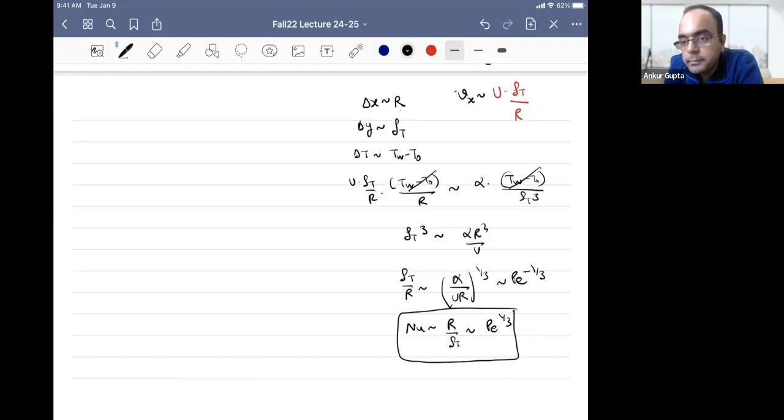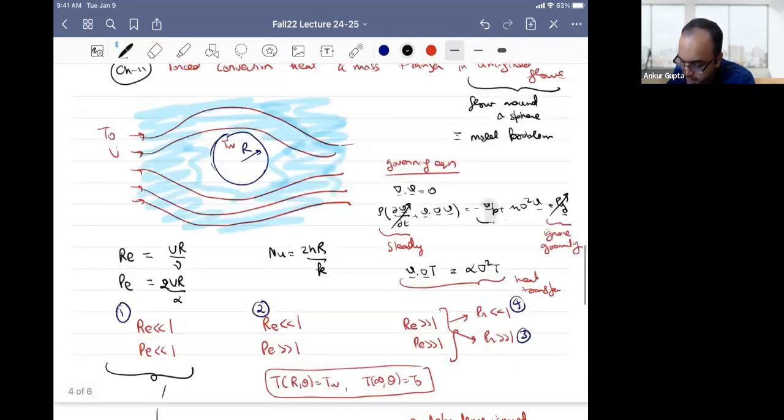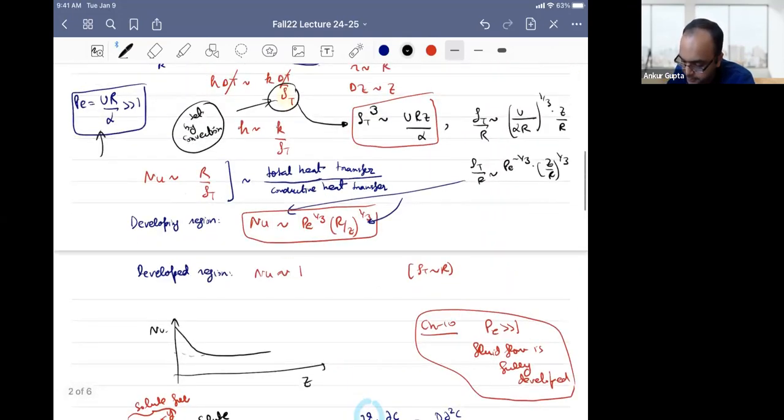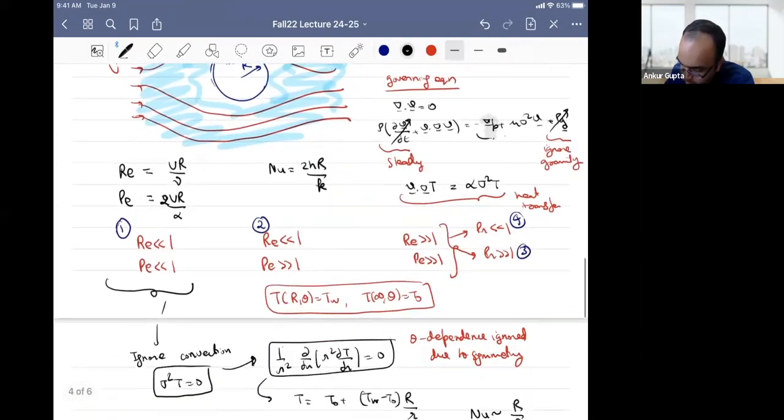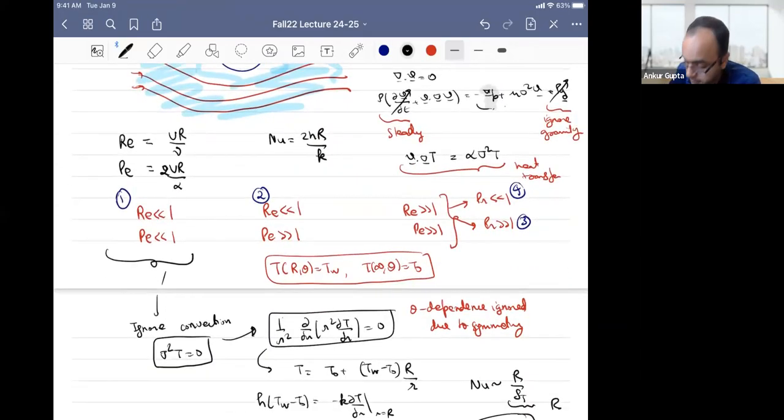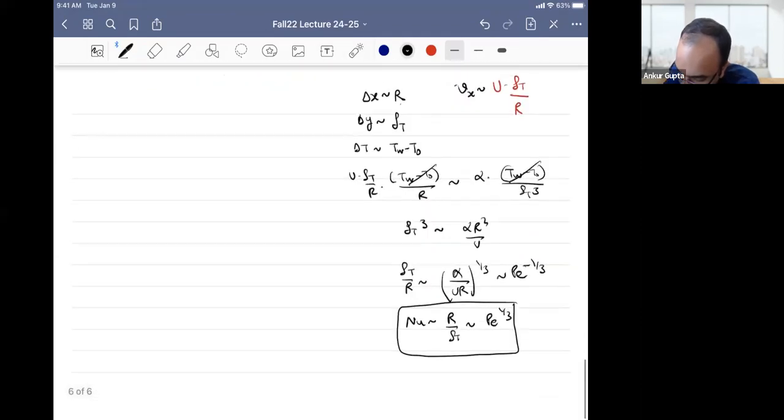Okay. Any questions? All good. All right. So now let's go to the final case, which is when we have the Reynolds number greater than 1, Peclet number greater than 1. So third and fourth case, Reynolds number greater than 1, Peclet number greater than 1.